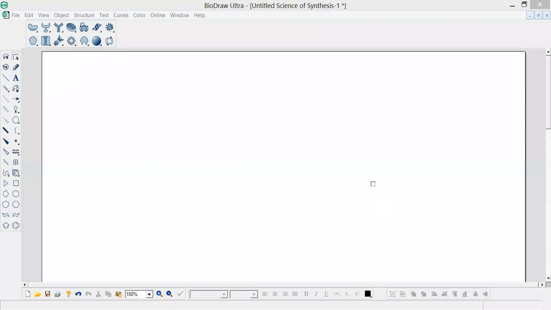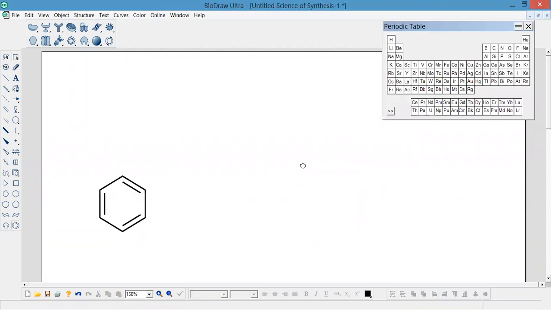Now we will discuss the synthesis of sulfonamide. We have seen the synthesis of sulfonamide in the practical. Now we will draw the structure for the synthesis of sulfonamide. There are 3 steps involved in the synthesis of sulfonamide. First step is chlorosulfonation of acetanilide. Now draw the structure of acetanilide first.